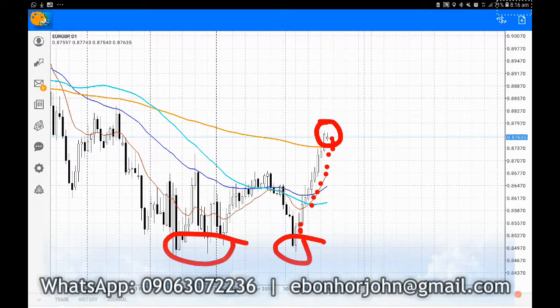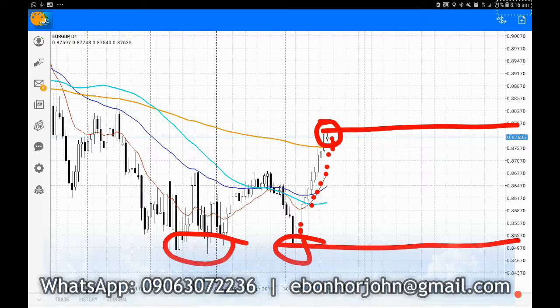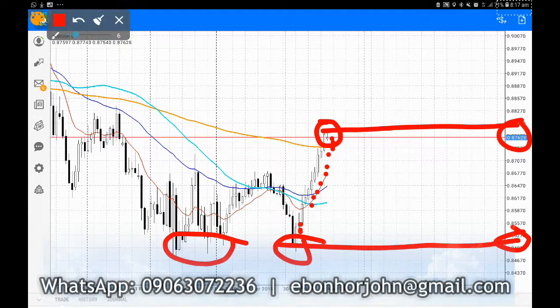So if you buy at this point, which is at about 0.8527, and sell at this point, which is about 0.8797 or 0.8763, you realize that you will be making a profit of the difference between this and this. So you can make money in Forex by buying at the market's lowest point and selling at its highest point.